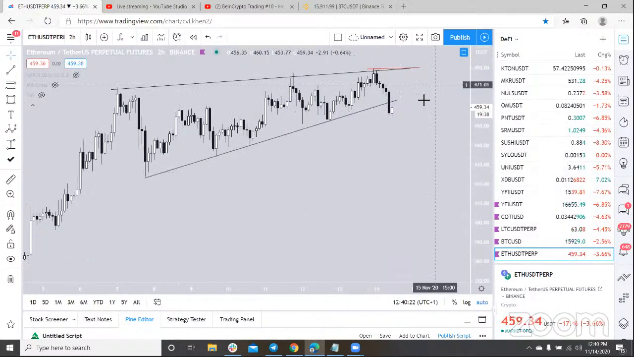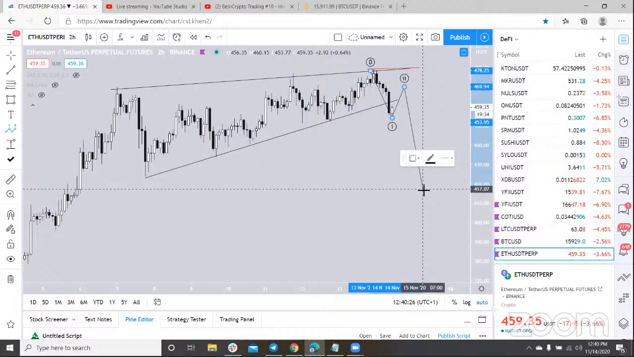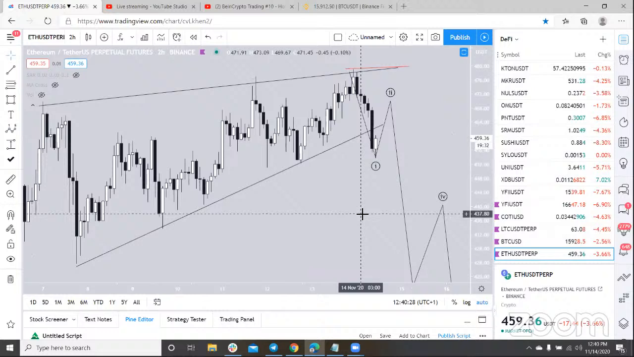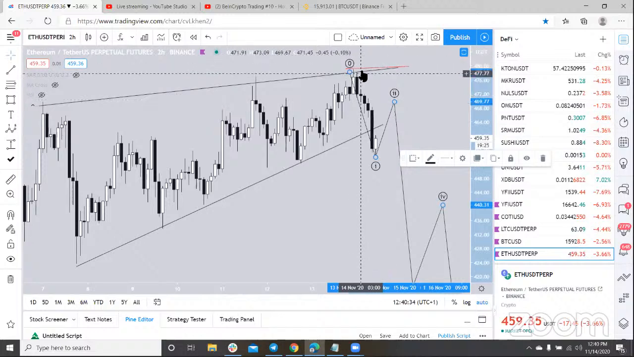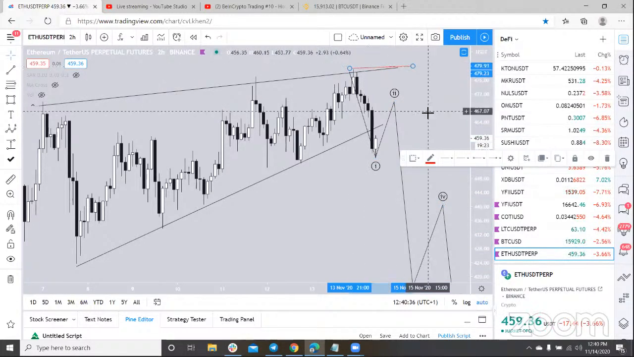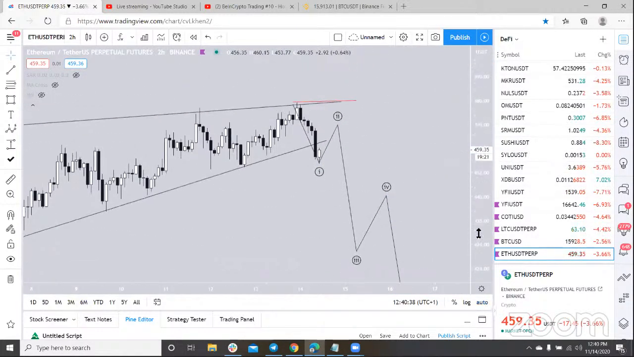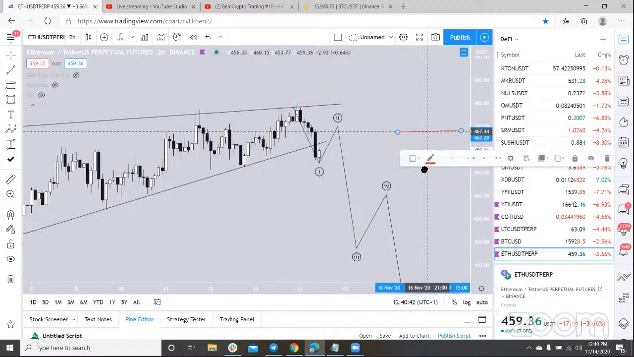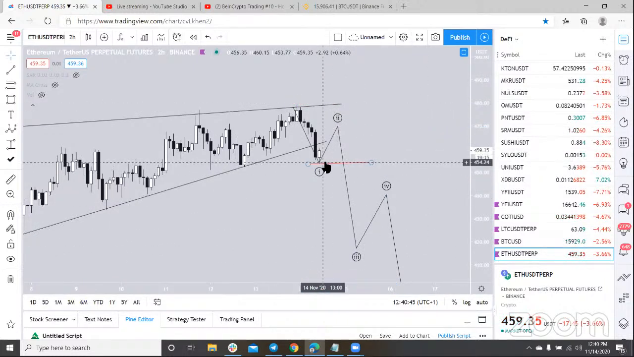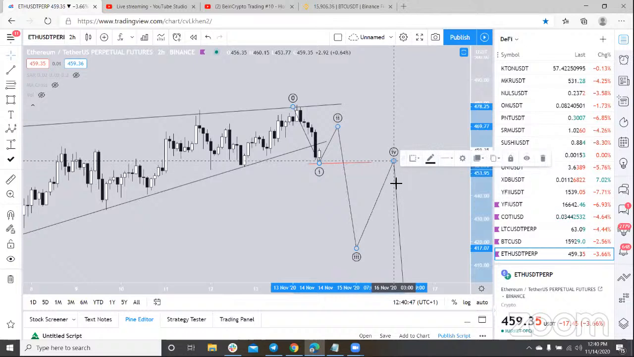Now, if this is the beginning of a bearish impulse, which I don't know that it is, I'm just hypothesizing, this cannot go here because it would violate EW rules. So that's a very good place to place a stop loss. If you caught the price somewhere here, if it goes here, then the stop loss can be placed here because this would violate EW rules.